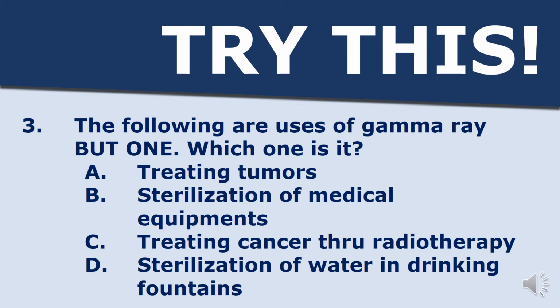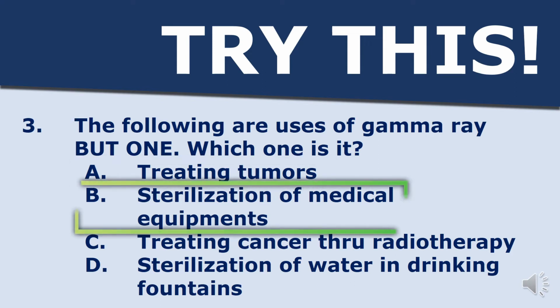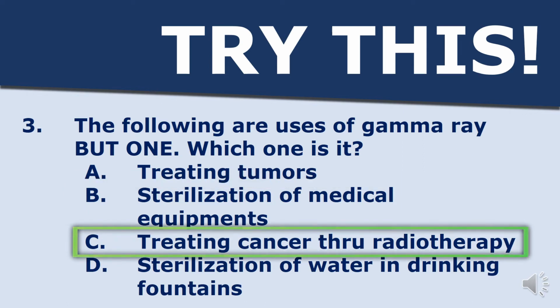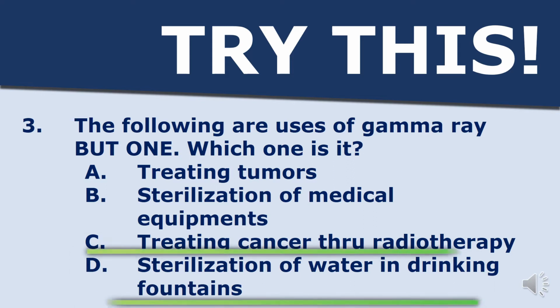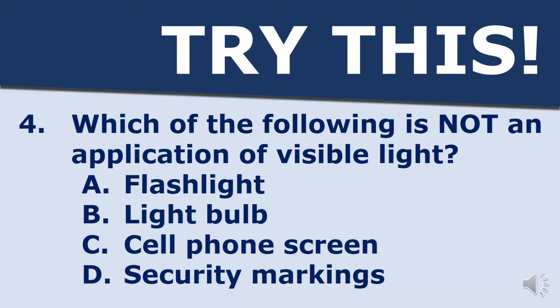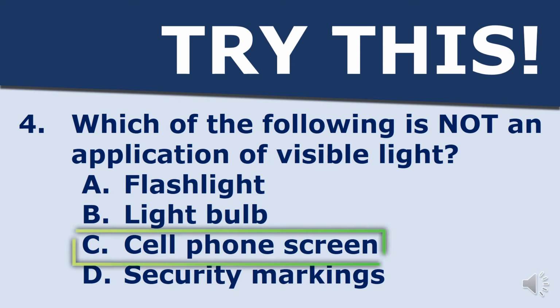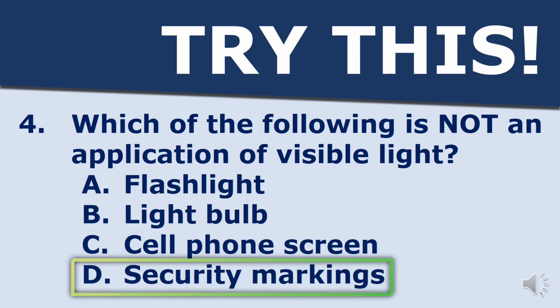Number 3. The following are uses of gamma ray but one. Which one is it? A. Treating tumors. B. Sterilization of medical equipments. C. Treating cancer through radiotherapy. D. Sterilization of water in drinking fountains. Number 4. Which of the following is not an application of visible light? A. Flashlight. B. Light bulb. C. Cell phone screen. D. Security markings.